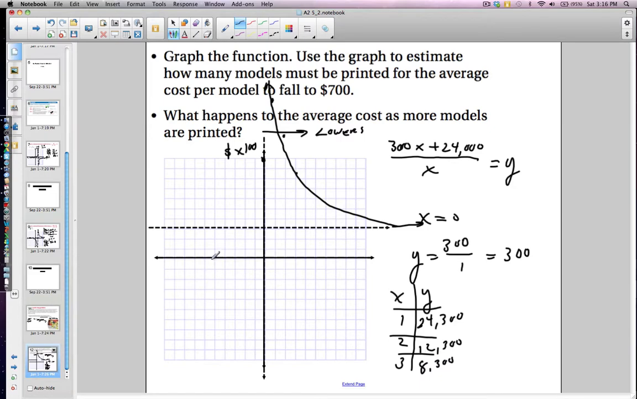You notice I thought about it. I went, well, I can't make negative models, so I didn't bother doing the left side of the graph. You could have done it, but it might have been confusing to you, and it would have been a lot of extra work that was unnecessary. Okay, so try to keep a practical sense in thinking about the problems as you're working, and it'll help you not do work that you don't need to do.